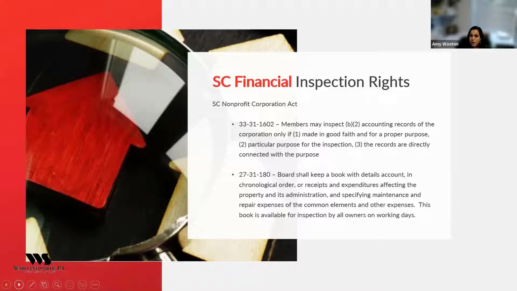And that book is supposed to be available for inspection by owners on working days, essentially during working hours, though convenient hours can be set by the board for that. But they are supposed to have those hours published so that owners will know when they are able to have that inspection of those books and records. Ben, if you could advance us, thank you.